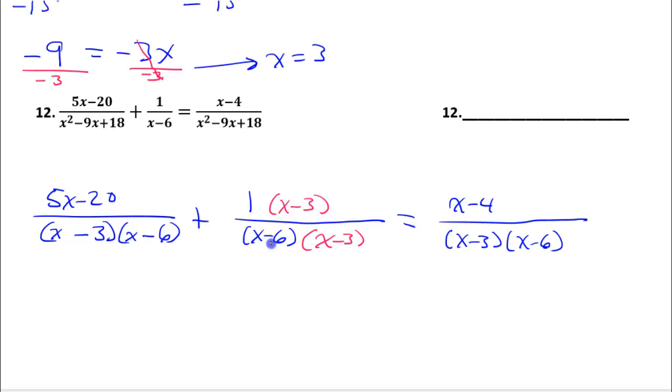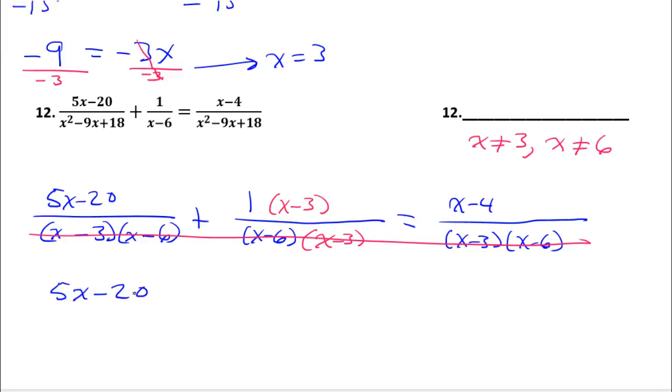Let me mention the excluded values before I go canceling things out. Because of the x minus 3, x cannot equal positive 3. Because of the x minus 6, x cannot equal positive 6. Okay, I guess that's it for excluded values. So now, the denominators are the same, so I can cancel them all out, and I can make a new equation using the numerators. So I have 5x minus 20 plus x minus 3 is equal to x minus 4.